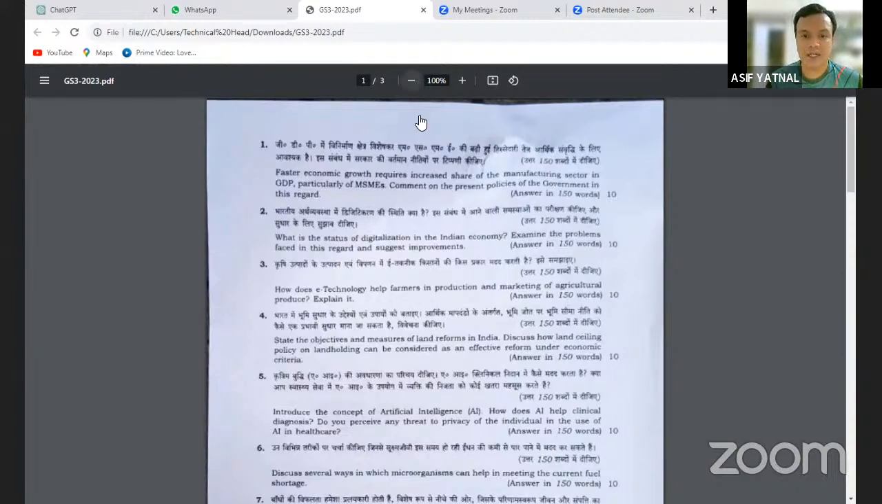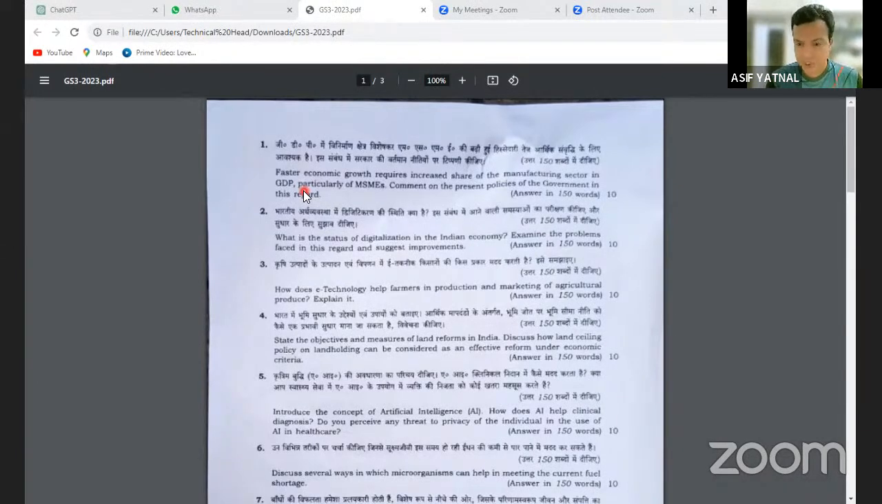The very first question we have already discussed a lot in my classroom. The question is that faster economic growth requires increased share of manufacturing sector in GDP. All of you remember, whenever I discuss GDP, I explained that India has a unique structural drawback in its economy. What is that? Anyone remember? I always say India is an agricultural economy. But in the last 25 years after liberalization, India has grown a lot in the service sector, but the manufacturing sector has not increased. I always say this is the structural problem of the Indian economy, and that India needs to grow in the manufacturing sector.